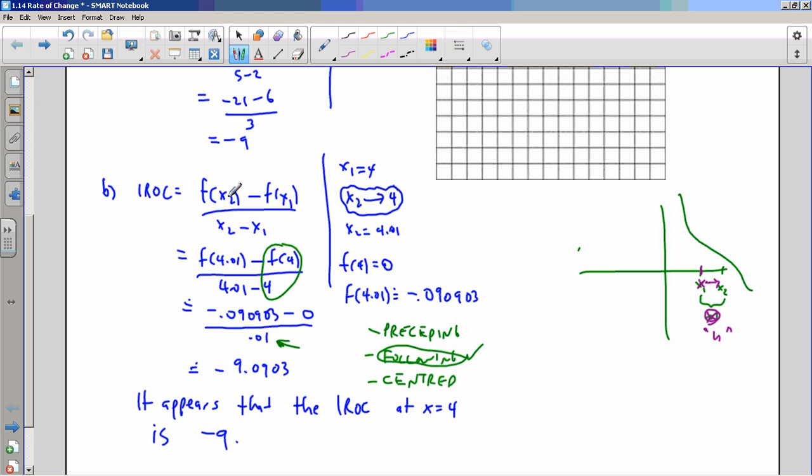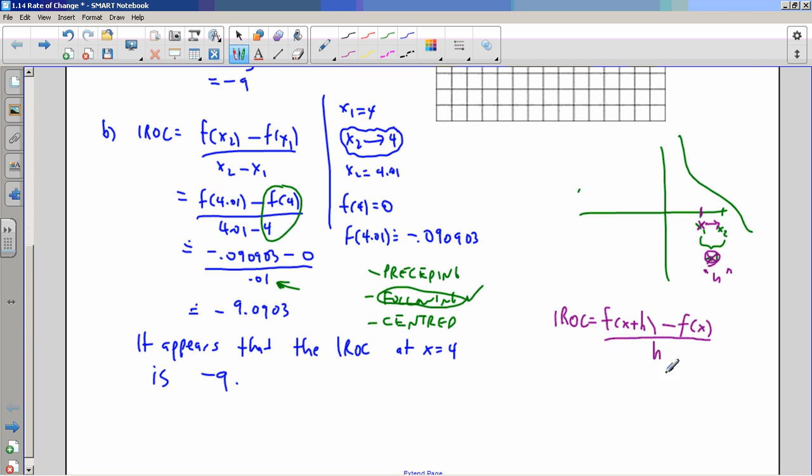I could think of, instead of x2 and x1, my IROC, and you're welcome to write this down. We'll actually see it in action again during example 3: f at x plus h, my x2 is kind of like x plus h, where h is this small little interval, subtract f at x, all over this little value h. And we want h to get as small as possible, right? That's the very same thing as the one we used as the average rate of change, but in this case, we want the interval h to get as small as possible.